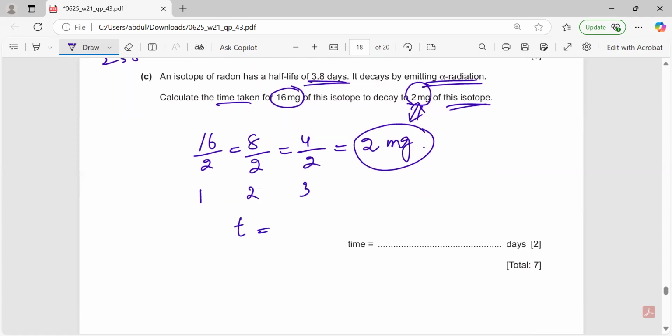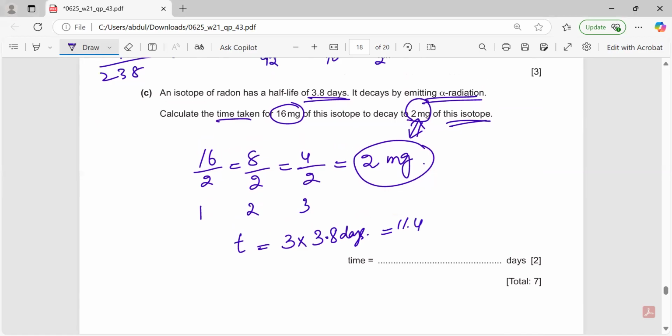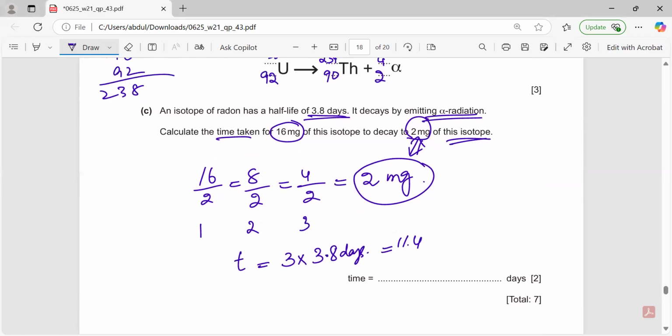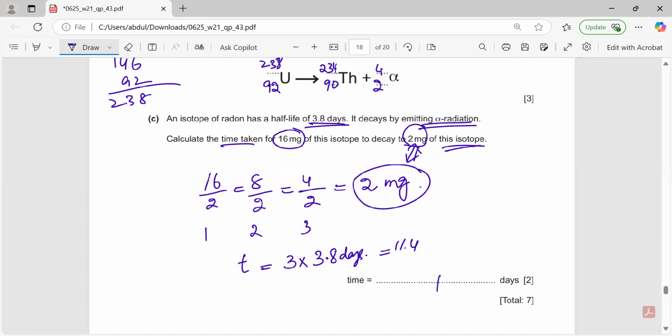So time will be equal to 3 times the time for 1 half-life, which is 3.8 days. So 3 times 3.8, 11.4 days. So that is the time taken for 16 milligram of radon gas to reduce to 2 milligram. So if we are rounding it off, easily we can write 11 days as the answer.